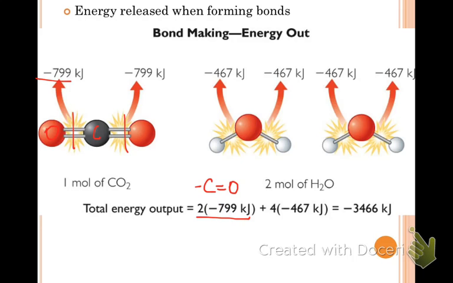For the other product, water, we're forming a bond between oxygen and hydrogen. For each one of those, that's 467 kilojoules of energy being released, or negative 467 kilojoules. We have 1, 2, 3, and 4 of those being formed right there. So we'll show that the oxygen bond to the hydrogen is 4 times negative 467 kilojoules.